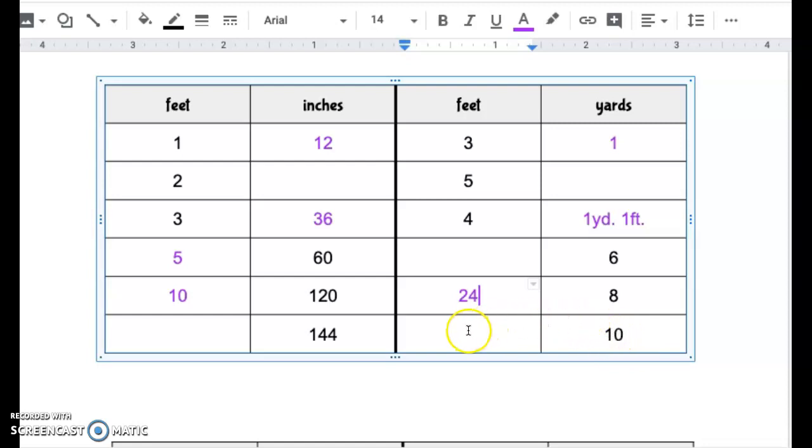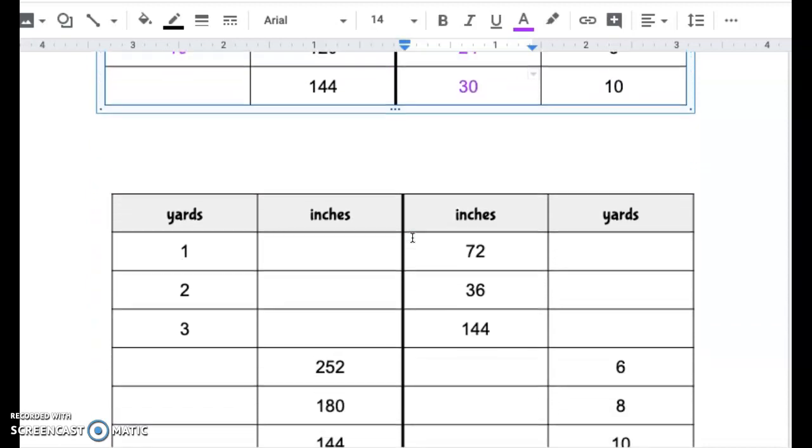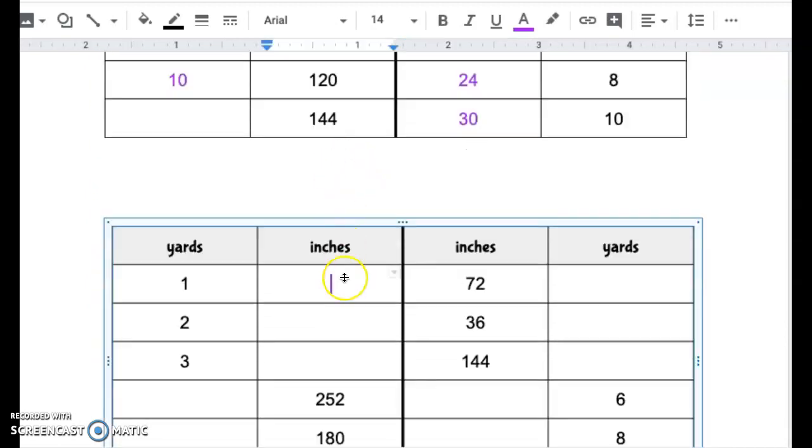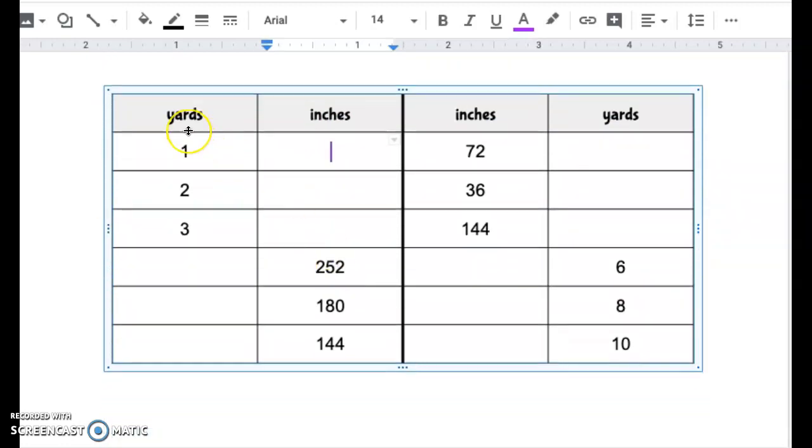10 times 3, remember that? 30 feet. I am going to scroll down. Let's look at this next chart. On this next chart, we are doing yards to inches.